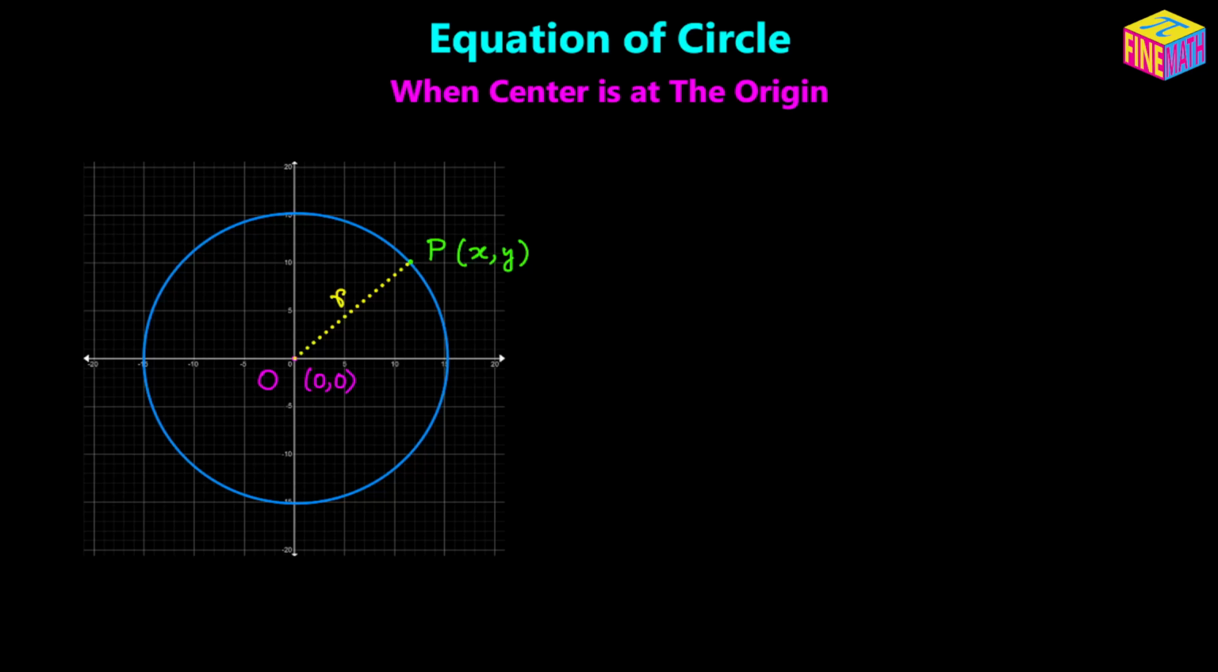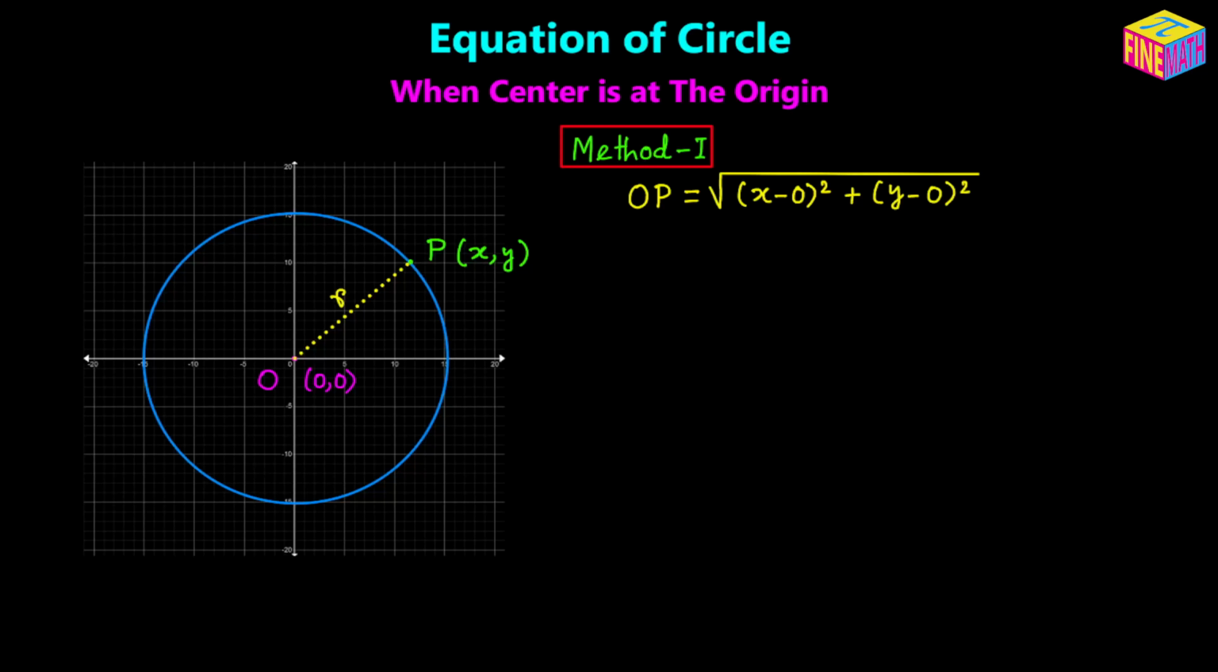So this distance will always be equal to the radius. Let's denote the radius with a lowercase r. So the OP distance will always be equal to r. Now how can we calculate the length of the OP segment? Well, there are three different ways we can do it. First, we are going to try the distance formula. Let's call it method 1.